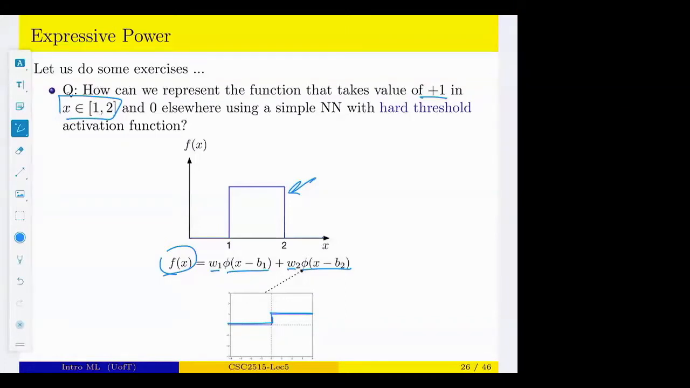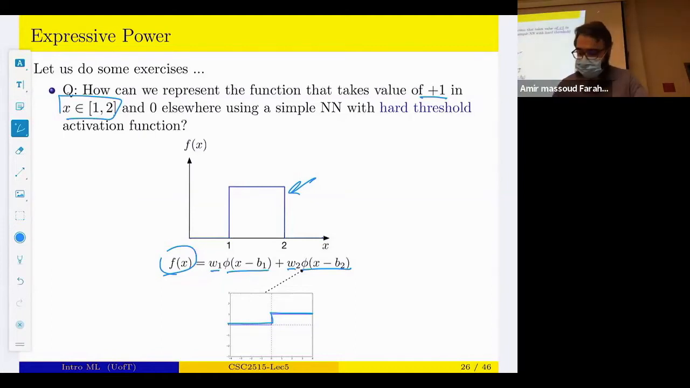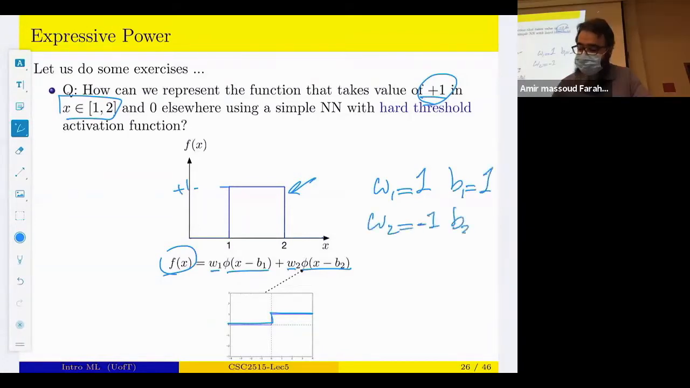W1 is whatever the magnitude is, and W2 is the negative of whatever that is. Okay, so the answer was W1 should be 1, the magnitude is 1 here. And B1 would be 1, right? And W2 would be -1, and B2 would be 2, right?